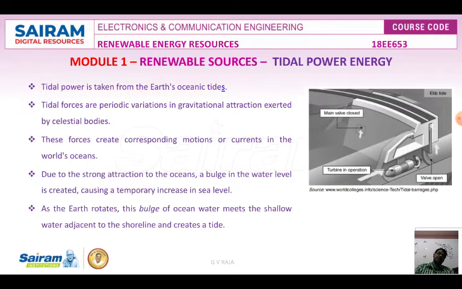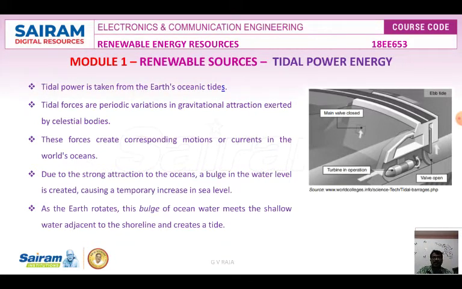When the tide is over, the water which is stored in the reservoir will move from the basin to the surface, that is called low tide or ebb tide. During that time also it passes through the turbine. So the turbine will rotate both times, and it is connected to the generator, which will generate the electricity. This is the basic concept.